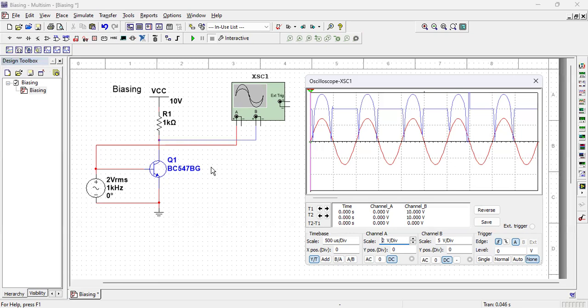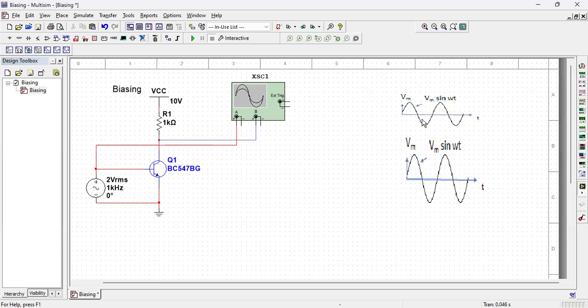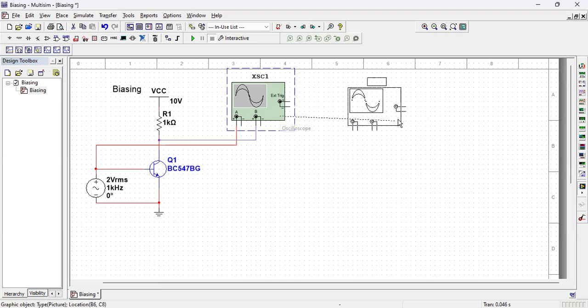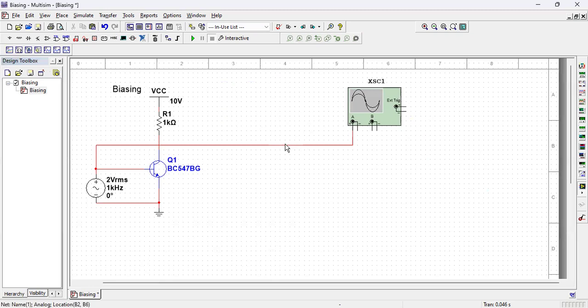So you need to have some other technique. What is that technique? Let me check this. Now I'll remove these diagrams. They are no more needed. Some other technique is needed. So let us see what is this technique.